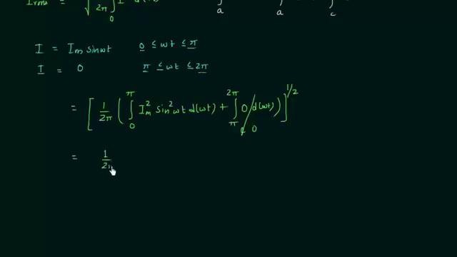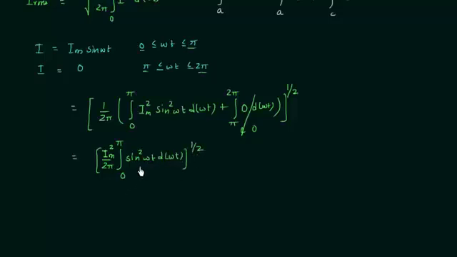Integration of 0 is equal to 0, so this term will give us 0, and we are left with 1 by 2 pi integration 0 to pi Im square. Im square is constant, so I will take Im square outside, and we are left with sine square omega t d omega t, to the power 1 by 2.